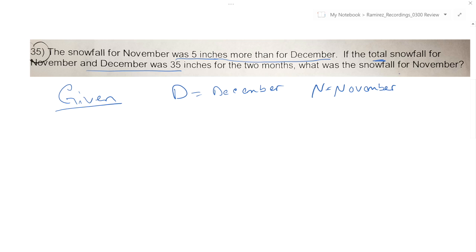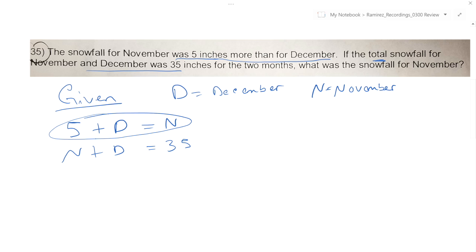And then for November, they told us 5 more. The word more lets me know that we're adding. And then more than December. That's going to give us our November amount. And then the total is going to be 35. So if we were to add up the snow for November and the snow for December, we would get 35. Now here they tell us that N is equal to 5 plus D, so we can go ahead and substitute that into N, and then we have this.